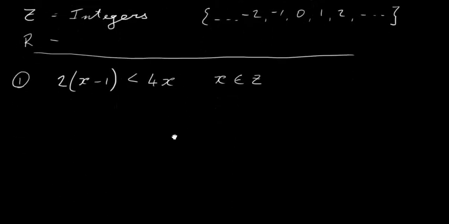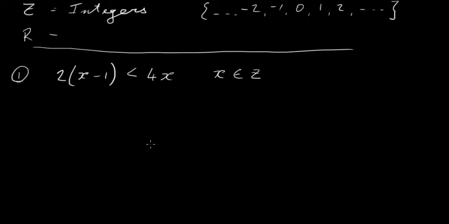You really solve it the same way as you would normally solve equalities or equations, as if there was an equal sign here. There will be one slight difference, and we'll have a look at that later on. So let's have a look here. We just multiply out this bracket first. So we have 2 times x, which is 2x. 2 times minus 1 is minus 2.